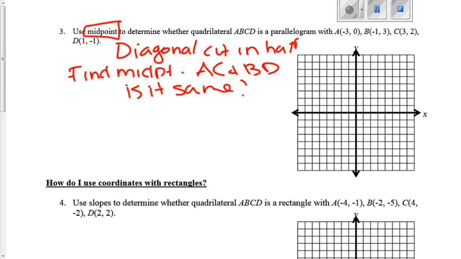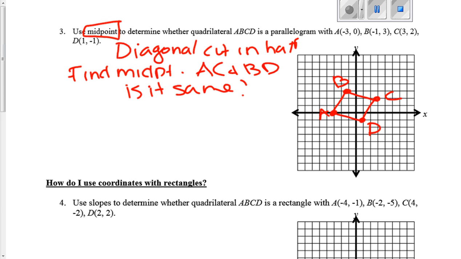All right, so let's plot our points. A is at negative 3, 0. B is at negative 1, 3. C is at 3, 2. And D is at 1, negative 1. So here's my quadrilateral. It's kind of small.